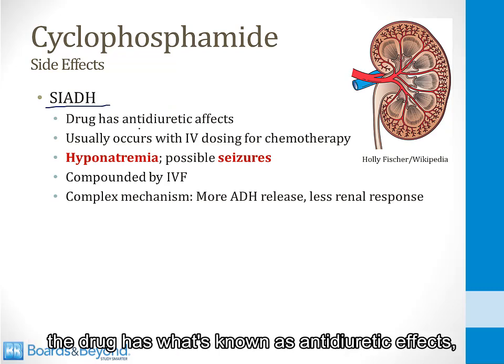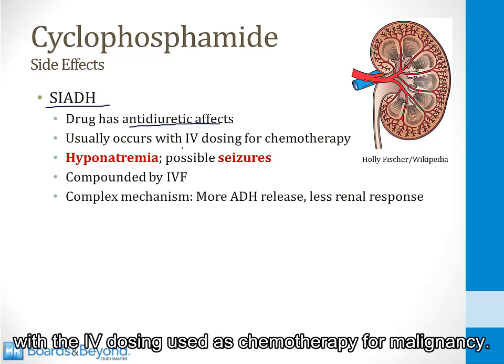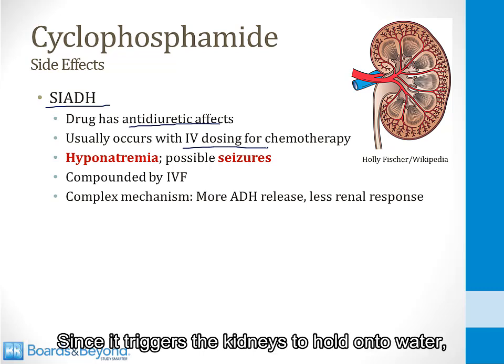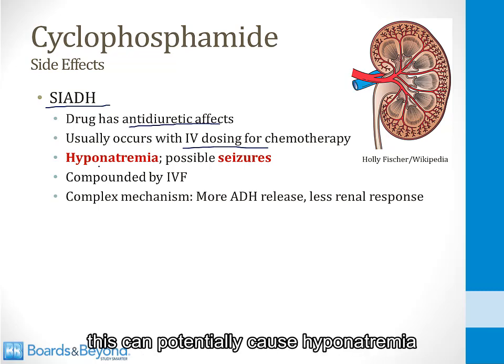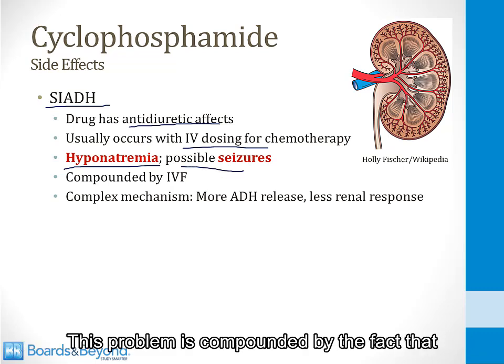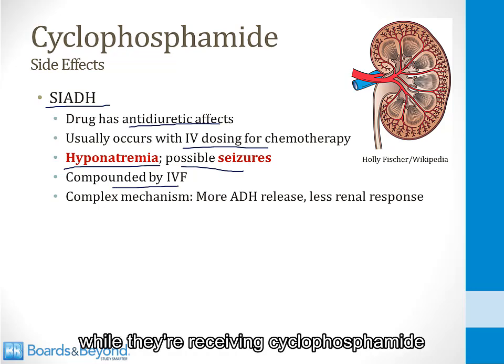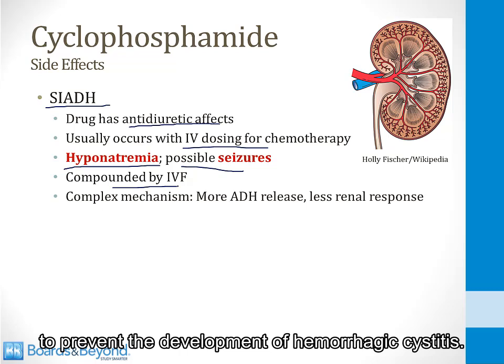The drug has what's known as antidiuretic effects, which means it leads to the retention of water. This usually occurs with the IV dosing used as chemotherapy for malignancy. Since it triggers the kidneys to hold onto water, this can potentially cause hyponatremia, which can sometimes lead in severe cases to seizures. This problem is compounded by the fact that patients are usually hydrated while they're receiving cyclophosphamide to prevent the development of hemorrhagic cystitis.